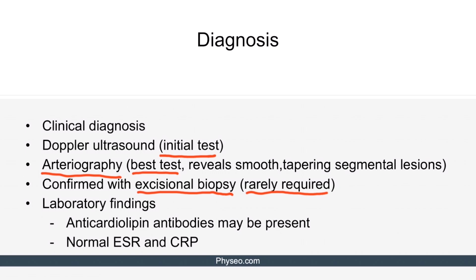So you can just think clinically, if it's not clear there, you can do a Doppler ultrasound, and then you can progress to an arteriography. And then if you're really confused still, you can do a biopsy. Now on laboratory findings, anticardiolipin antibodies can be present. And unlike other vasculitides, ESR and CRP are normal.